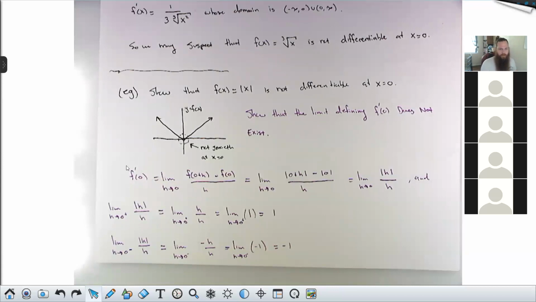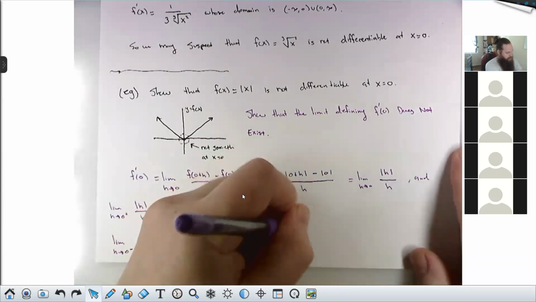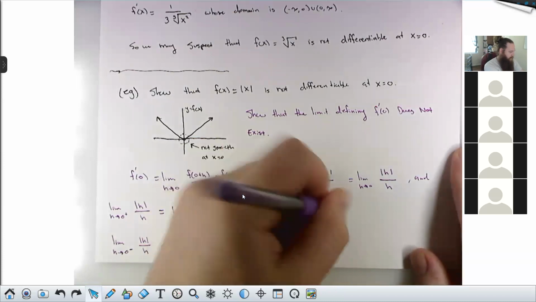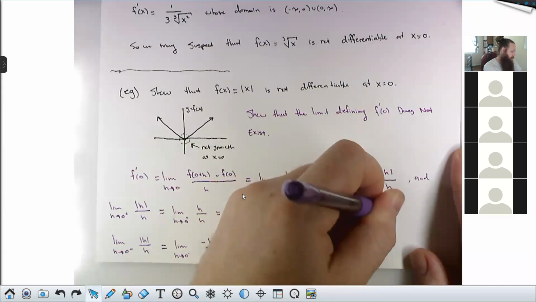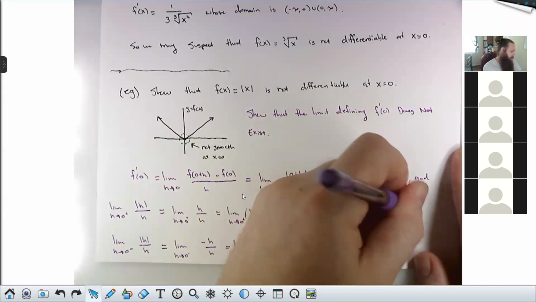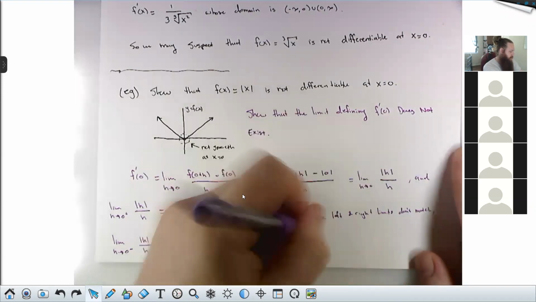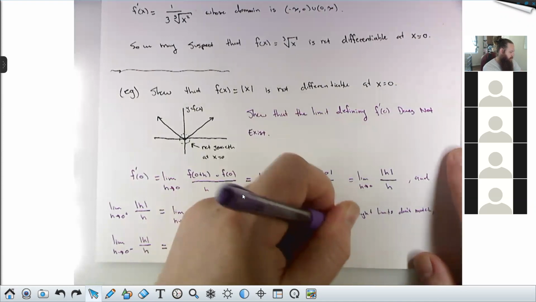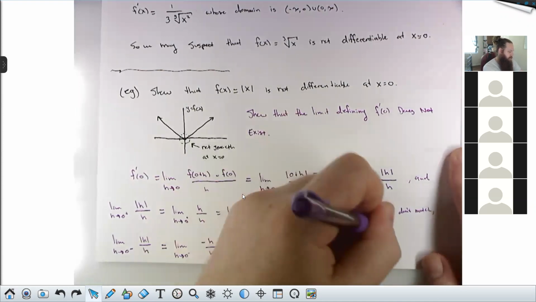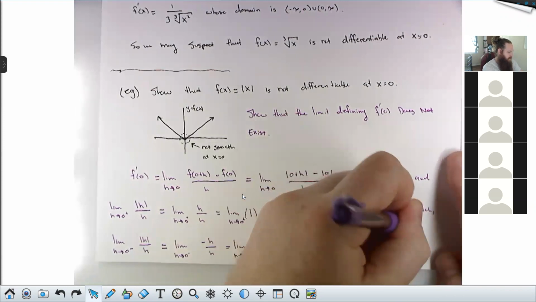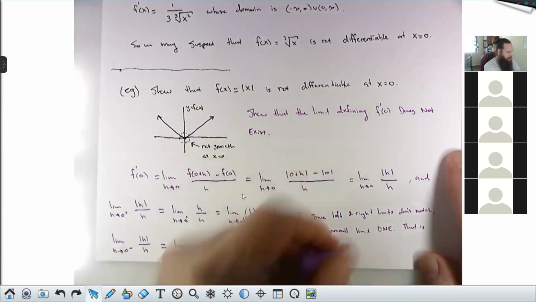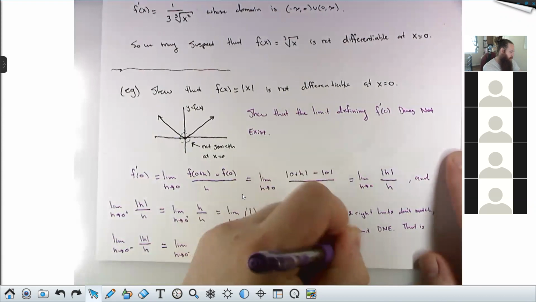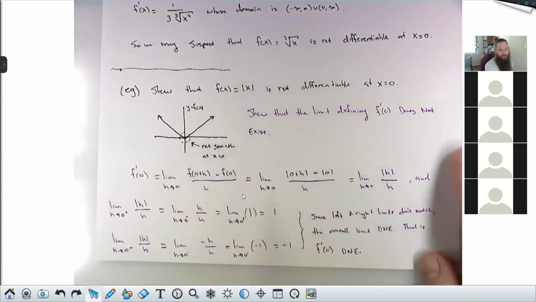And what is that limit? It's the definition of the derivative of f at 0. So since the left and right limits don't match, the overall limit does not exist. That is, that overall limit is the definition of f prime of 0. So f prime of 0 does not exist, and that's precisely what we were told to show.